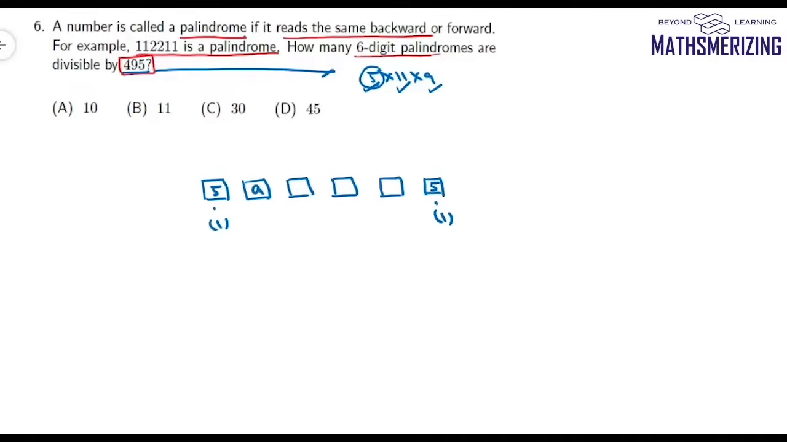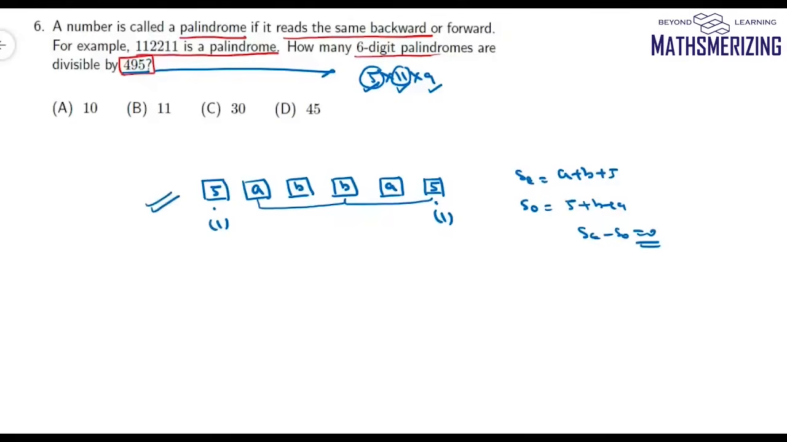Now suppose these two numbers are A B and B A, which makes it a palindrome. Now we look at divisibility by 11. For divisibility by 11, we look at the sum of digits at the even places minus the sum of digits at odd places. So the sum of digits at even places is A plus B plus 5. And the sum at odd places will be 5 plus B plus A. So that means the sum of even minus the sum of odd is simply 0, which is divisible by 11. So this number will be divisible by 11 for any values of A and B.